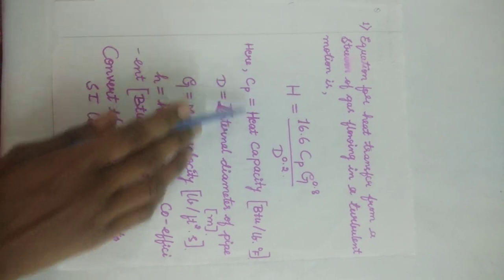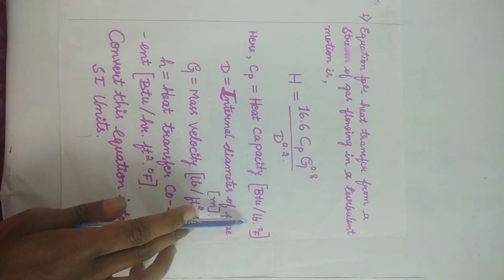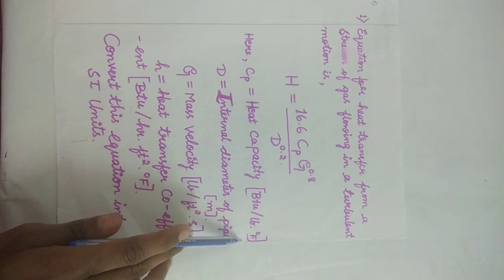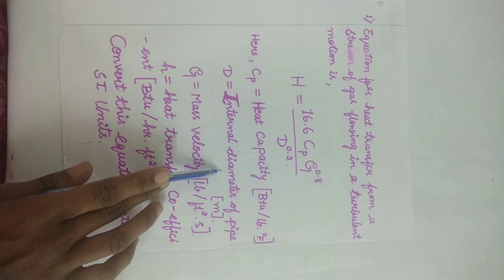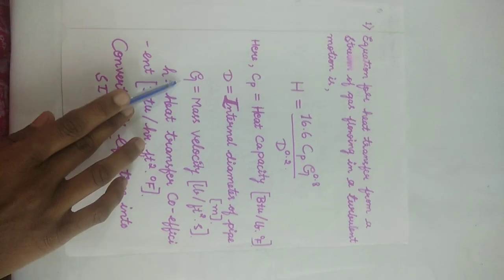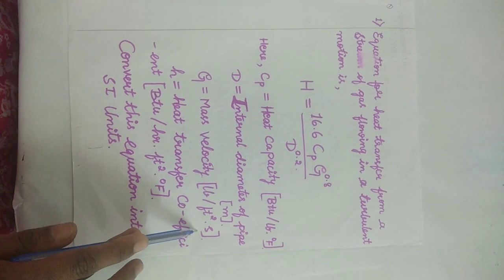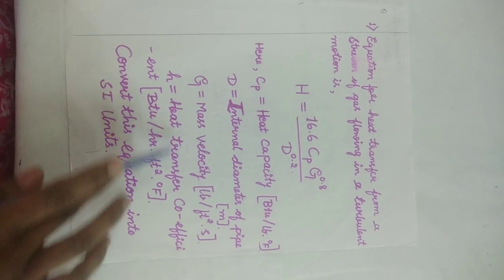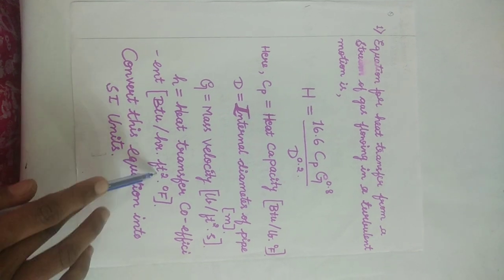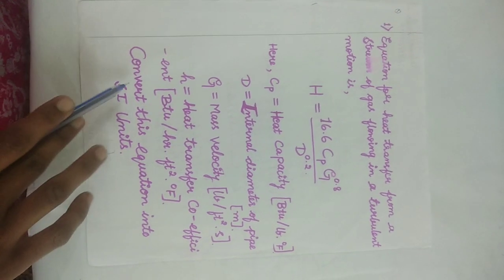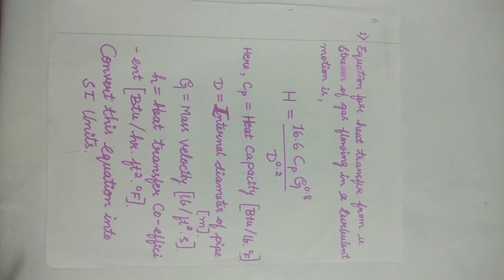Here, Cp is the heat capacity, whose unit is BTU per pound into degree Fahrenheit. Capital D is the internal diameter of the pipe in meters. Capital G is the mass velocity, that is pound per feet square into second. And small h is the heat transfer coefficient, in BTU per hour feet square degree Fahrenheit. So here you have to convert this equation into SI units.